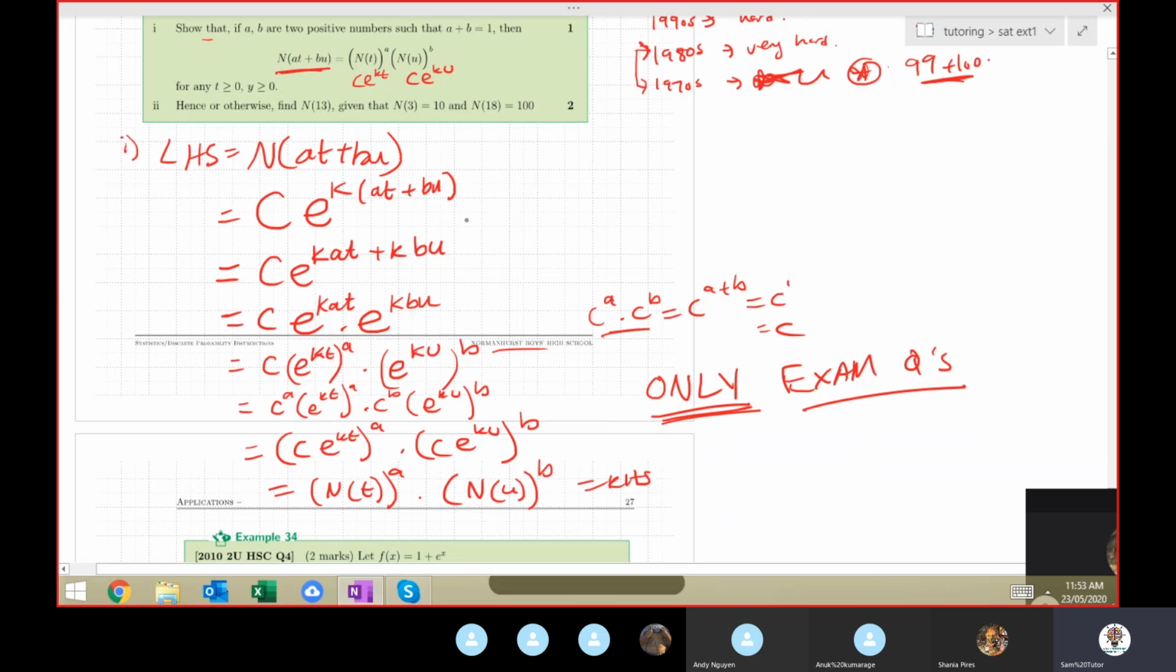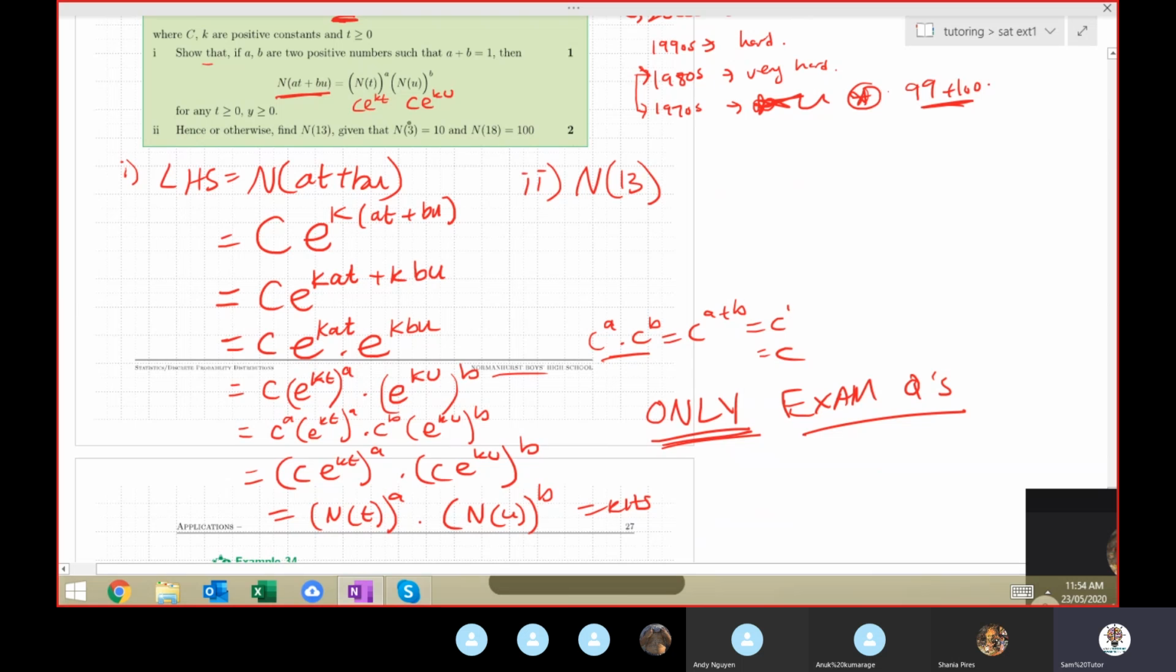All right. That was 1 mark. Now for 2 marks. Let's see. Find N of 13, given that N of 3 is equal to 10 and N of 18 is equal to 100. All right, any ideas of how we're going to do this?